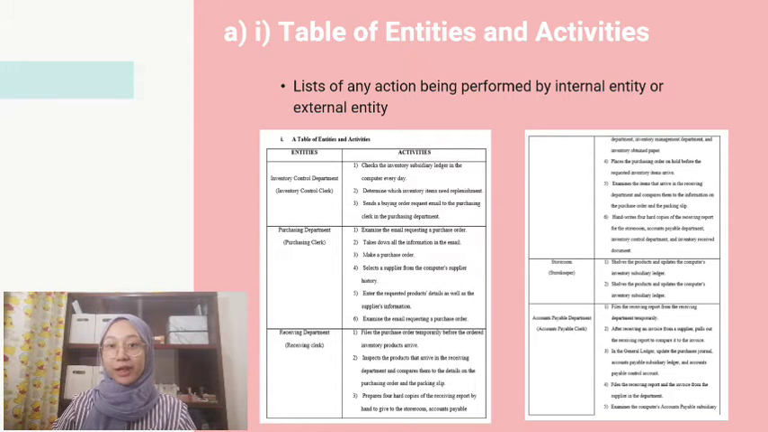So I will start with the table of activities and entities first. For the table of entities and activities, we just list out all the actions being performed by the internal entities and the external entities. Sampin Songket Enterprise has 5 entities, which are Inventory Control Department, Purchasing Department, Receiving Department, Storeroom and Account Payable Department. For the activities of each department, we just take out from the statement given. So here's the example of the table of entities and activities that we did.